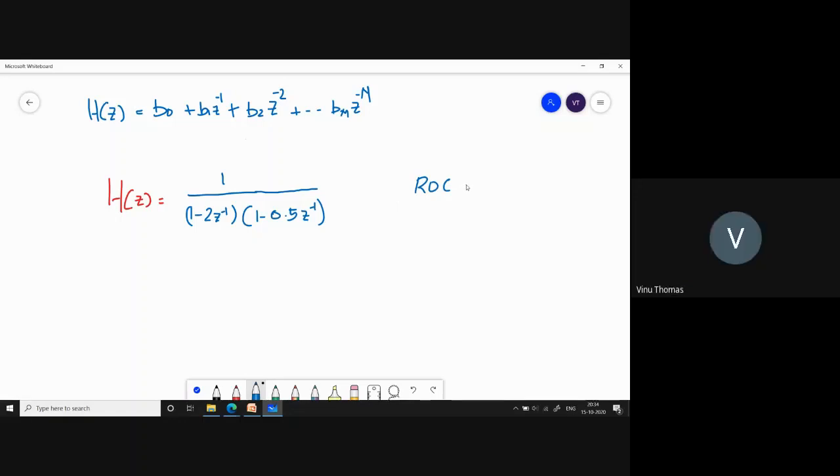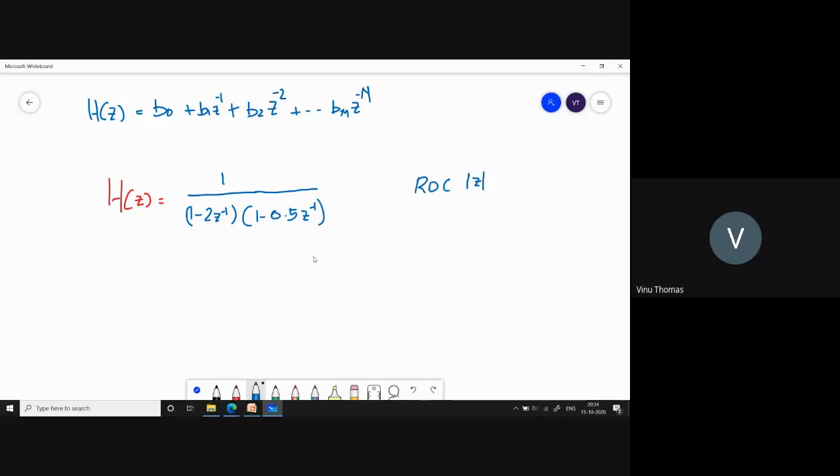No, I am not able to hear. Can you repeat that again? Sir, modulus of Z will lie between 0.5 and 0.2. No, I'm looking at a causal pole sequence. That's a right-sided sequence. So it will be outside the outermost pole.